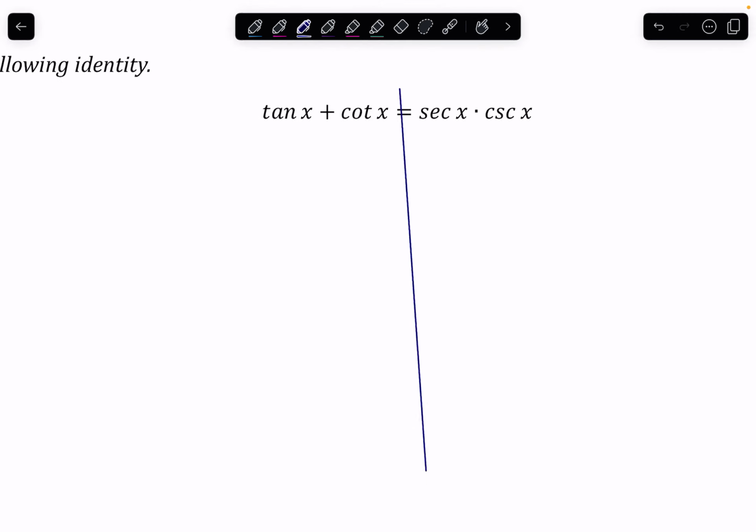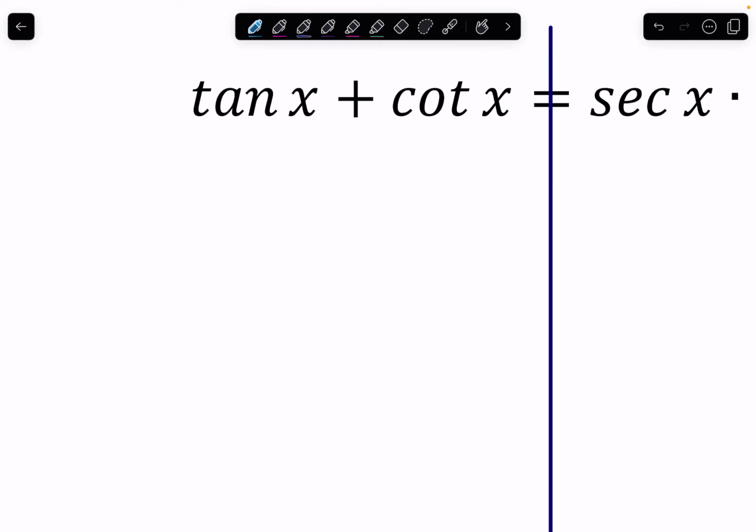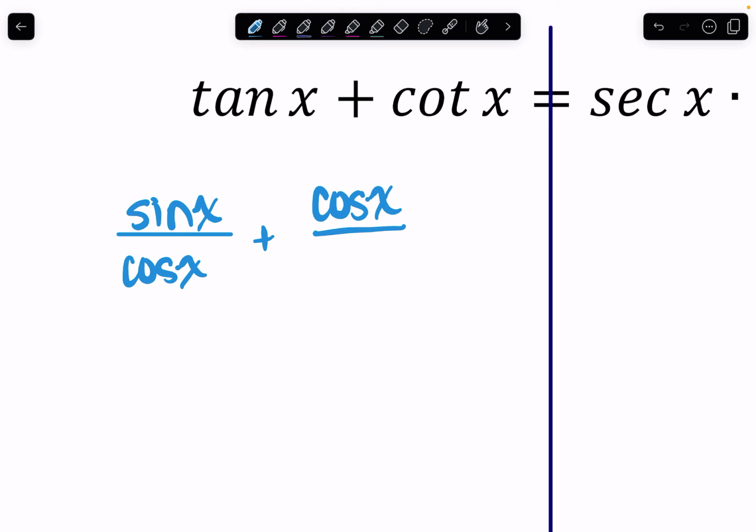All right, I put a vertical bar down to show the separation of sides. You can work on one side only. You could do a little bit of both, as long as where you stop, they match. So I'm going to go to sine and cosine. Tangent of x, that's the quotient identity, sine x over cosine x, plus cotangent, which is cosine x over sine x.